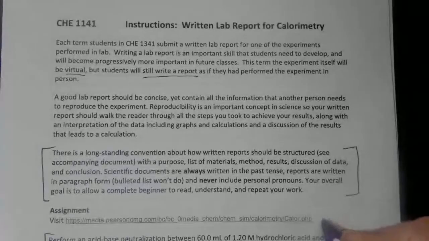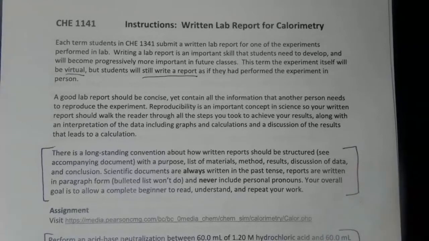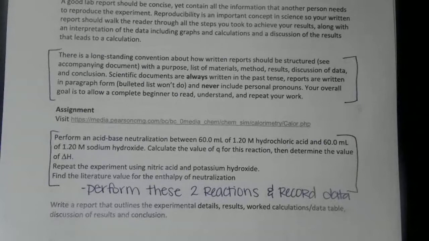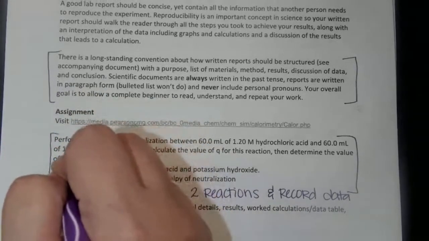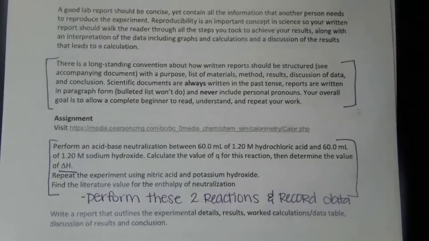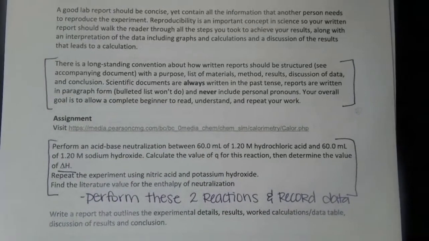So same link as last week. You're going to open this simulation, and then you're going to perform these two reactions and record your data, okay? Make sure you calculate your delta H just like you did last week, and you're going to record all that and put it in a table, okay? This will go in your results section, all right?